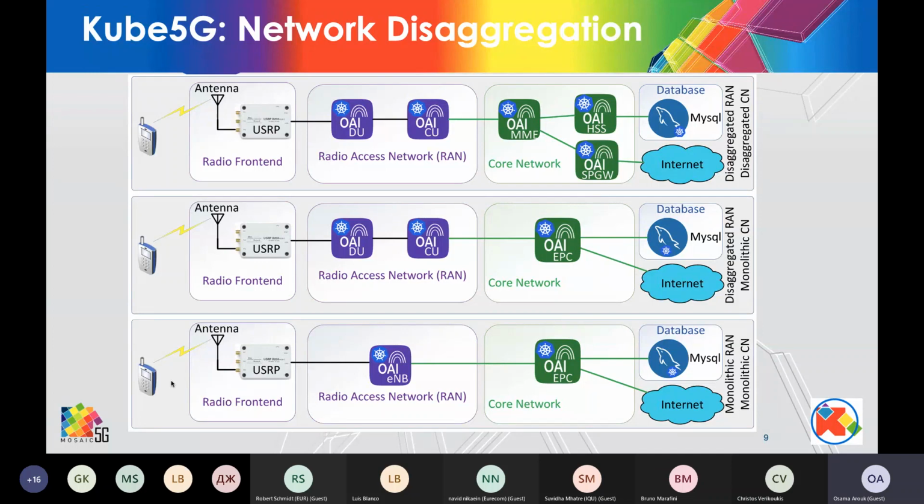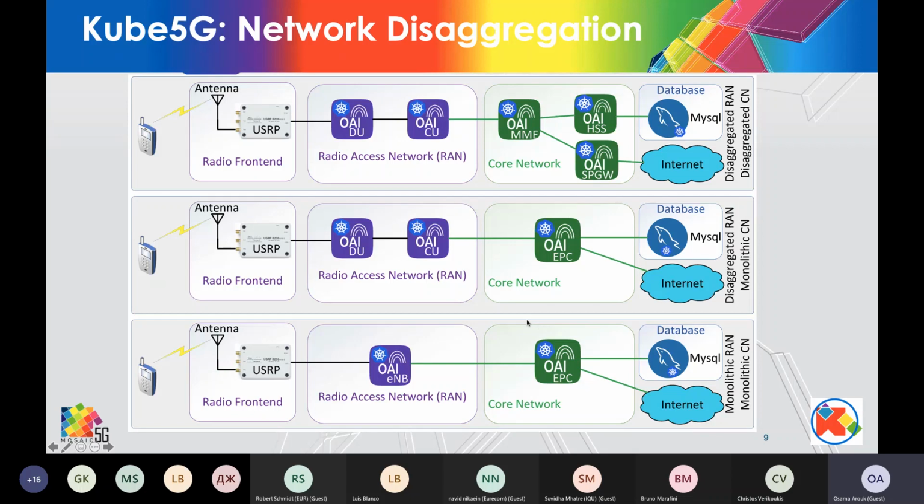Here I provide some of the deployments that are already supported by the Kube5G operator. I can go from the bottom to the top. You can deploy your network all in one, where you have one entity as the core network and one entity as the RAN, connected to the front end, and after that you can connect your phone when the network is ready. The core network is connected to the database, and there is also a gateway to connect to the internet in the core network.